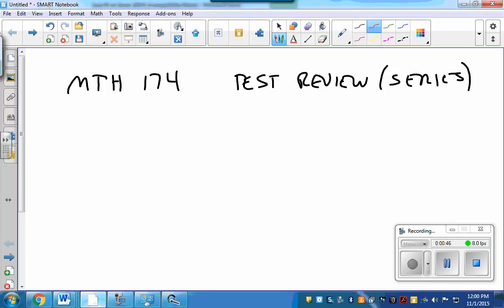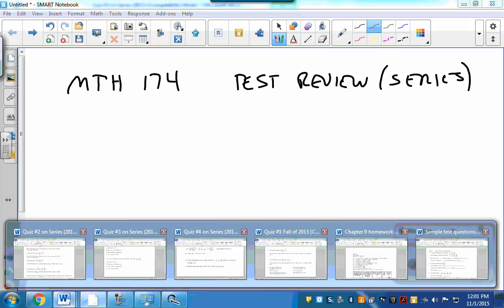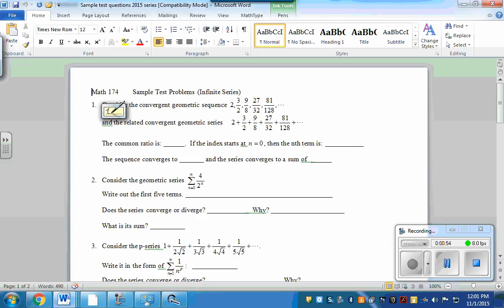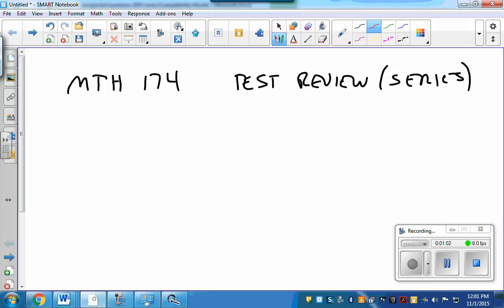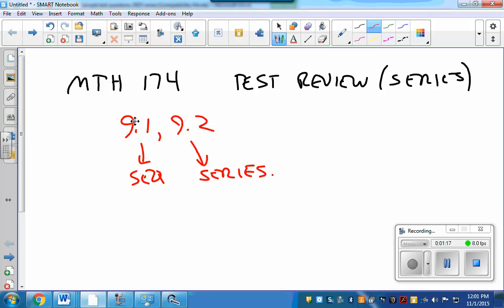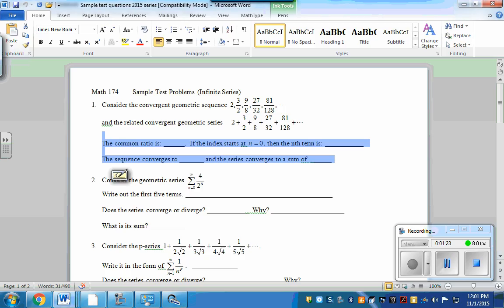Okay, so if you look at the sample test, we start off with a question dealing with sequences and series. And so these 2 questions right here, and a little bit about their ratio and convergence, nicely come out of section 9.1 and 9.2. 9.1 was sequences, and 9.2 was series, in particular the geometric series. I like these sample test questions so much I just may throw those right at you. So problem 1, you should probably be able to handle.